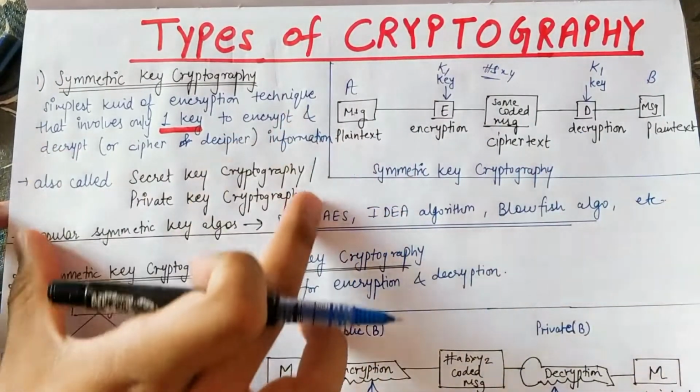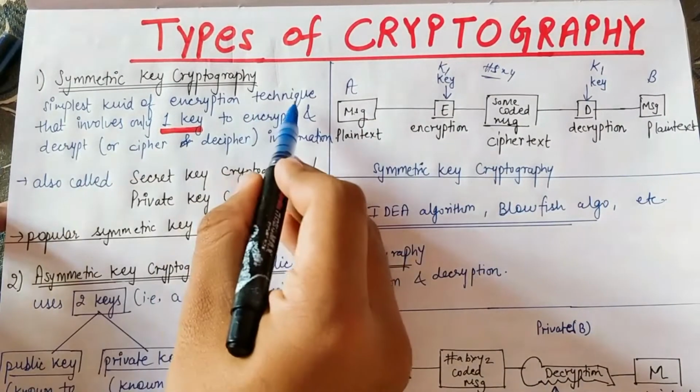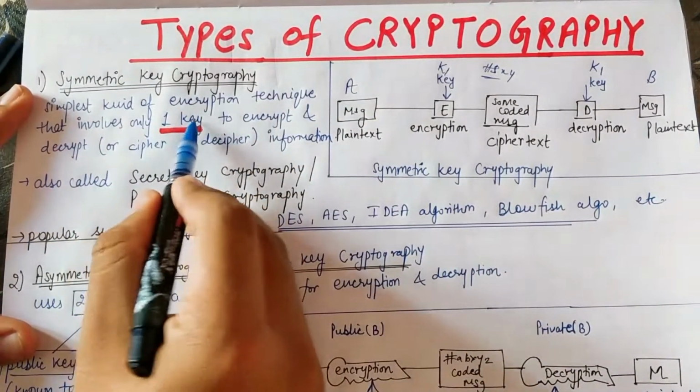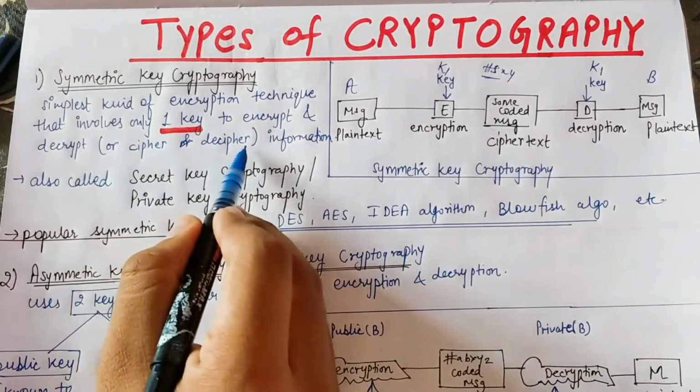Okay, so for your exam you can show this diagram and you can write this simplest kind of encryption technique. Okay, this is the simplest kind of encryption technique that involves only one key to encrypt also and to decrypt also. You can also say cipher or decipher the information.